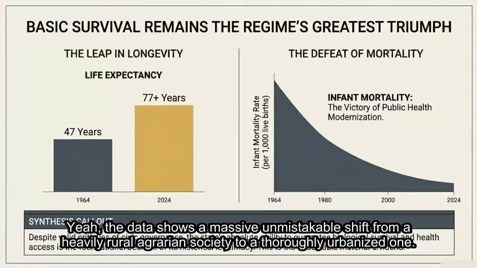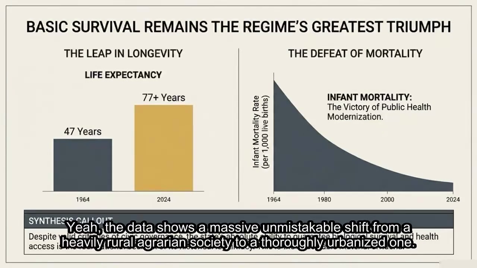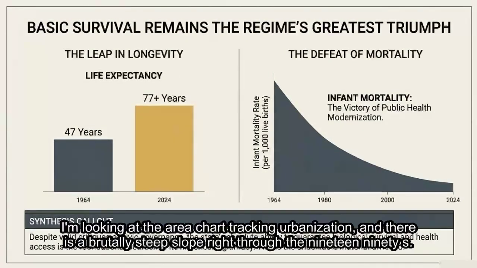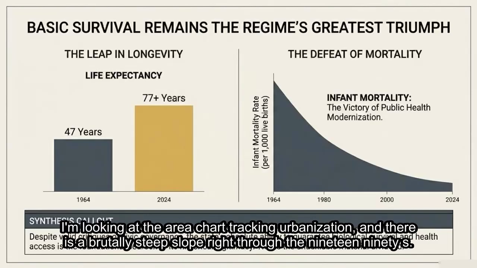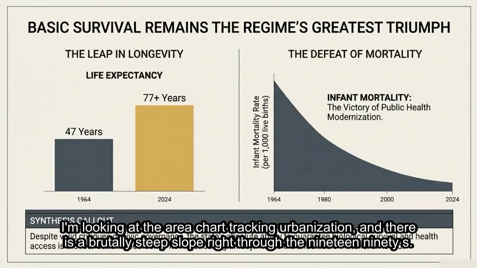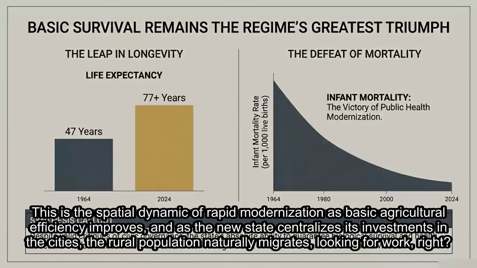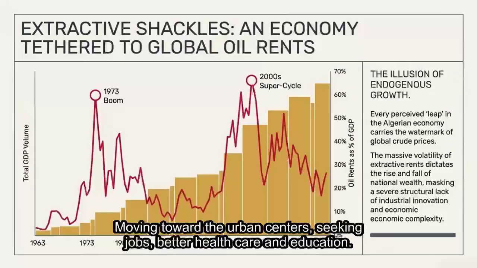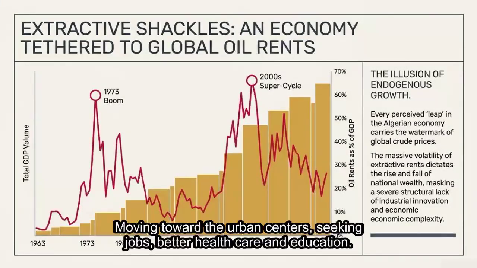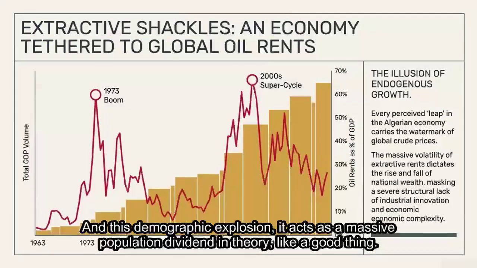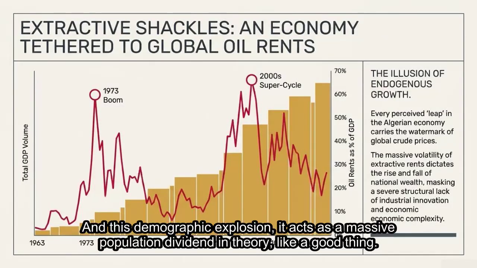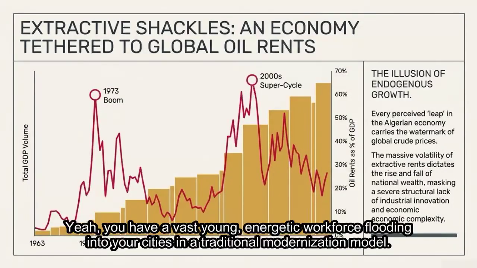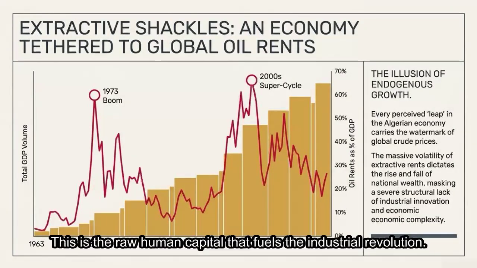The urbanization factor. Yeah, the data shows a massive, unmistakable shift from a heavily rural agrarian society to a thoroughly urbanized one. I'm looking at the area chart tracking urbanization, and there's a brutally steep slope right through the 1990s. This is the spatial dynamic of rapid modernization. As basic agricultural efficiency improves and as the new state centralizes its investments in the cities, the rural population naturally migrates. Looking for work. Right, moving toward the urban centers, seeking jobs, better healthcare, and education. And this demographic explosion acts as a massive population dividend in theory. Like a good thing. Yeah, you have a vast, young, energetic workforce flooding into your cities. In a traditional modernization model, this is the raw human capital that fuels the Industrial Revolution.